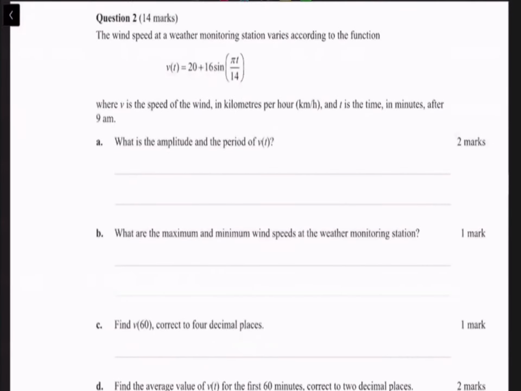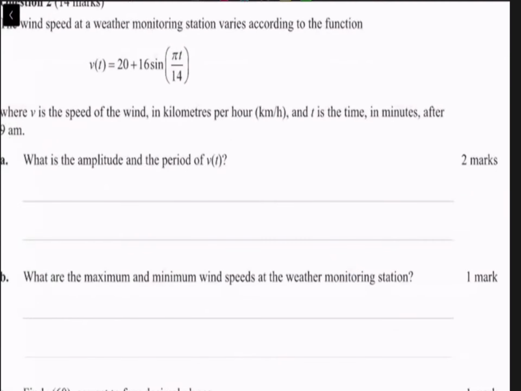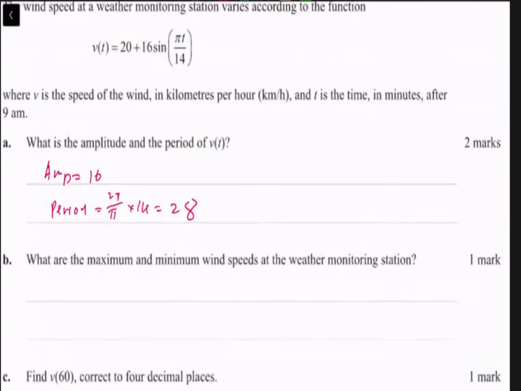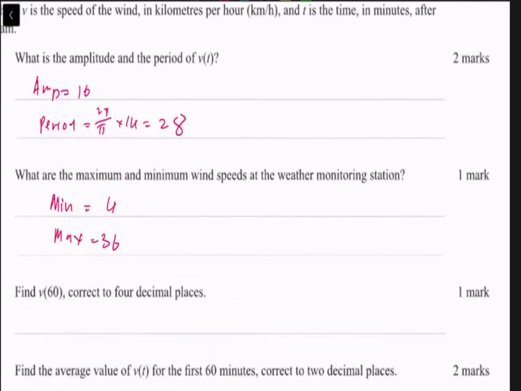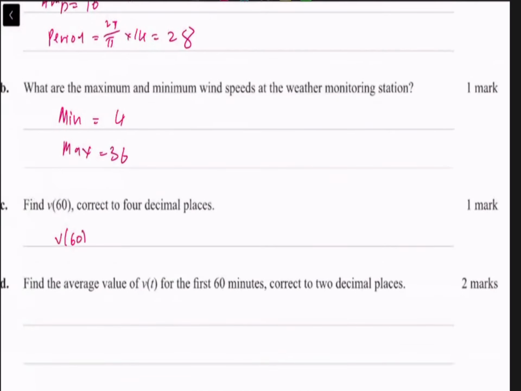So question 2, what's the amplitude and period? It's pretty simple. Amplitude is 16 and period is 2 pi divided by pi times 14, which is 28. Minimum and maxima are also easy. They're just testing the range of the function. So max is 36. B60, you could just sub in on your CAS and you should get 32.5093. Make sure you put units.